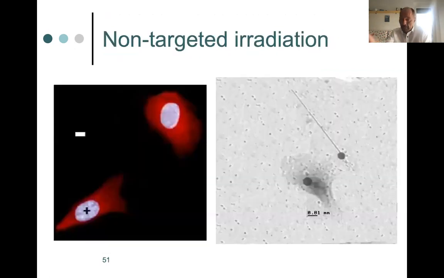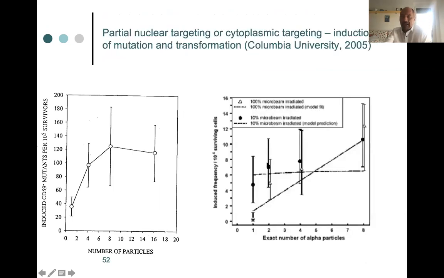Now, you can have another scheme where you irradiate this cell, but you don't irradiate this cell. So this is how it looks when you have a detector that shows you, this is in the cell, this is out of the cell. If this is shown here, you see, the triangles are 100% microbeam irradiated cells.